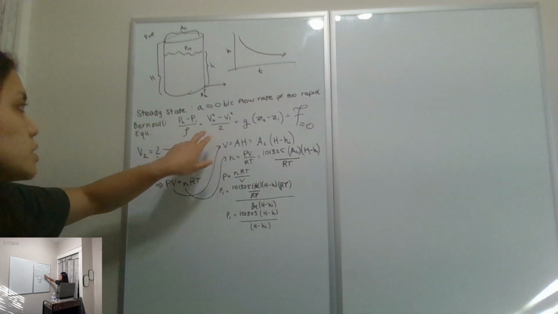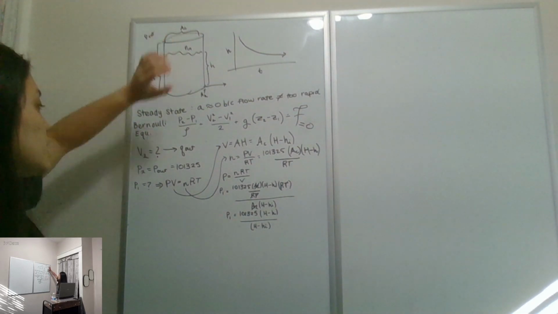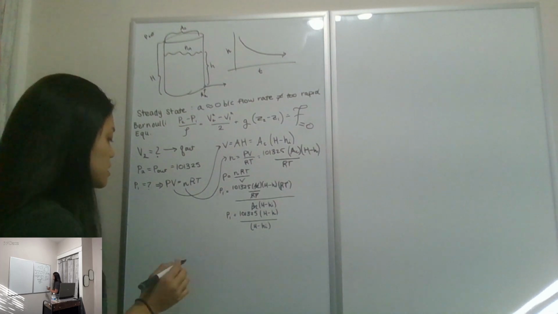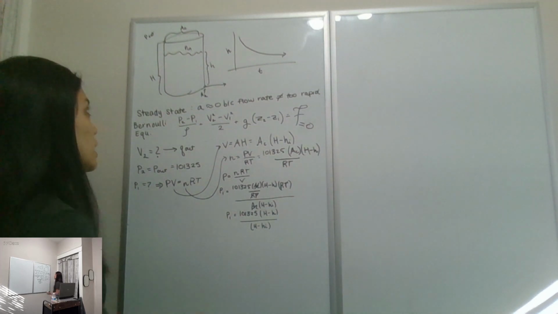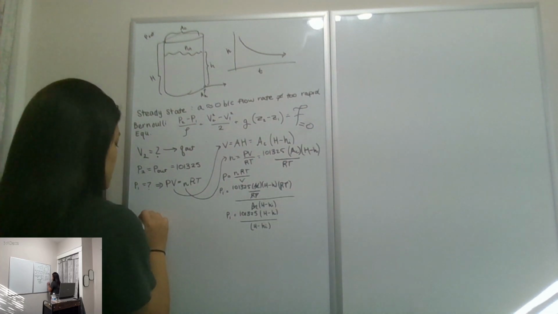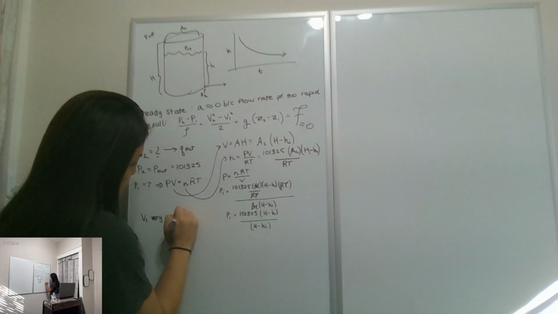We are going to move on to the velocities. So the velocity at position 1, which would be in the tank up here, because the cross-sectional area is so wide, we're going to assume that the velocity at position 1 is very small.